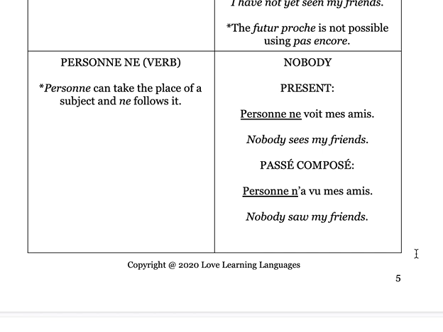D'accord? Passé composé, personne n'a vu mes amis. Nobody saw my friends. Okay? Or nobody has seen my friends, if you prefer. D'accord? But we're still putting the ne before your helping verb, and nothing goes after it to complete the negation because you've already done it when you started your sentence with the word nobody, right? Your negation is already in there.